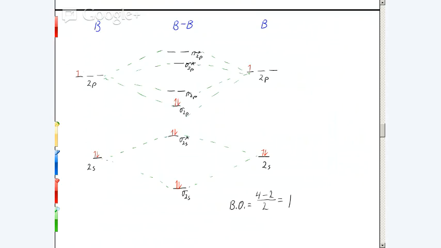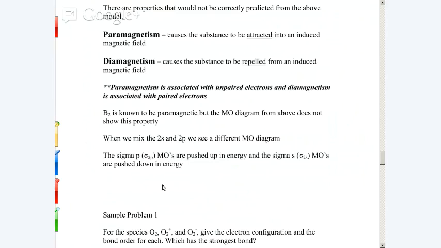But now the B2 molecule, what do you expect with that? Should be diamagnetic because the electrons are all paired in the molecule. And molecular orbital diagrams do a great job of predicting whether or not a given molecule is going to be para or diamagnetic based on whether or not there are paired or unpaired electrons in the molecular orbital diagram. Definitions? Yeah.